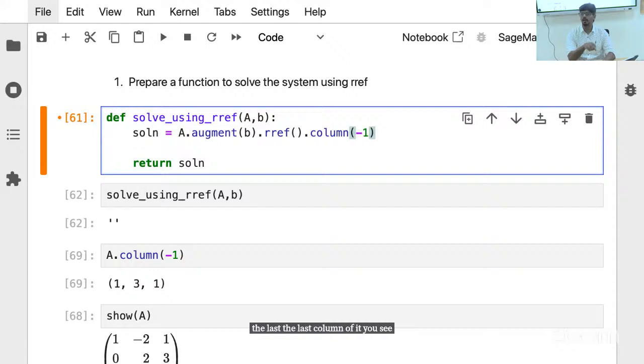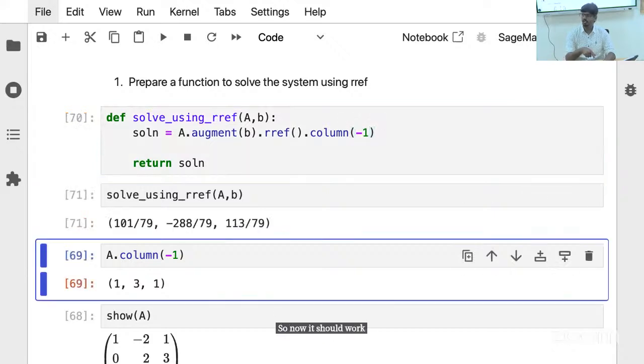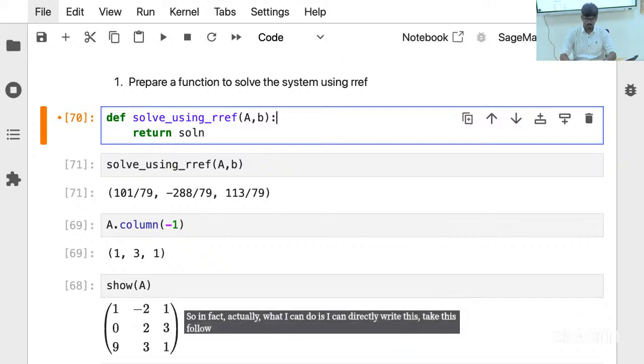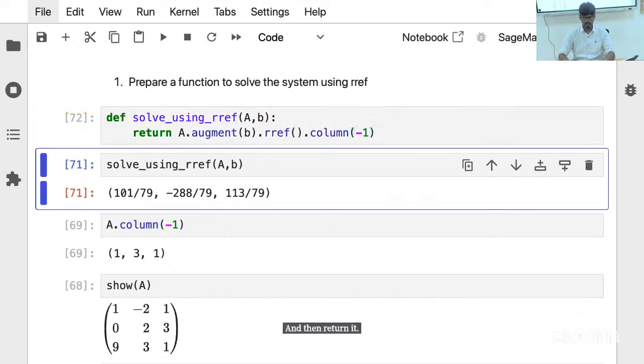You see, what did I do? I have actually chained the actions on top of each other. We call this object-oriented programming, that on each object, we can call a method on top of that method. So RREF will be calculated on what has been given as an output, and then column of -1 will be obtained after the row reduced echelon form has been formulated. So now it should work. And that's the answer. I'm just running that over here. In fact, what I can do is directly take this and return it like this. See?